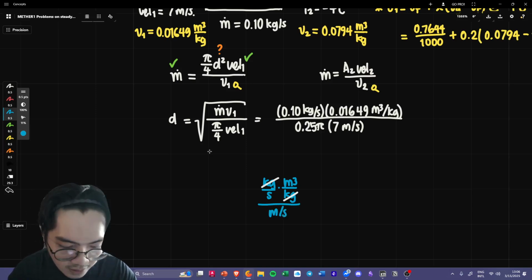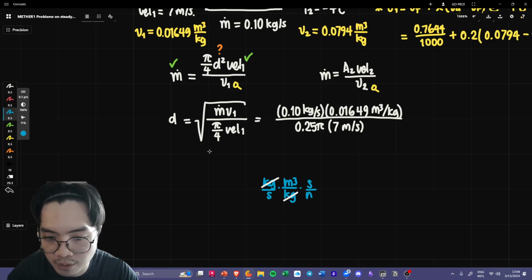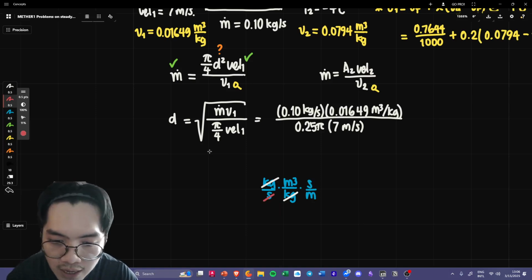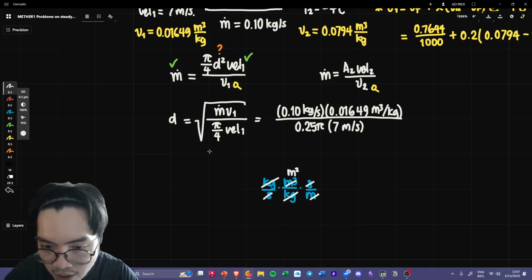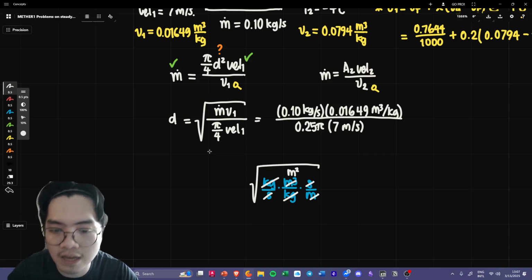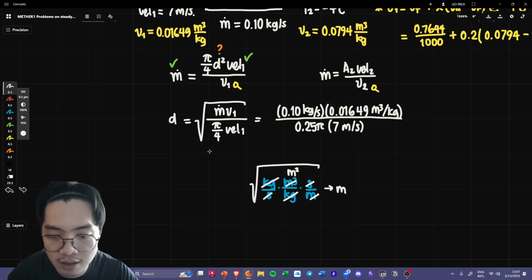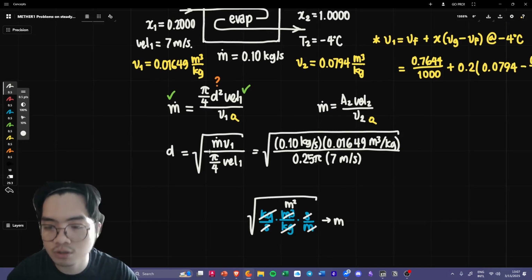What you can do is just flip. Now it's second per meter. Now it's second per meter, therefore you cancel. You will have meter squared, but you're going to put all of that inside a square root. That means that this is in fact a diameter in meters. So that's something we should not forget.